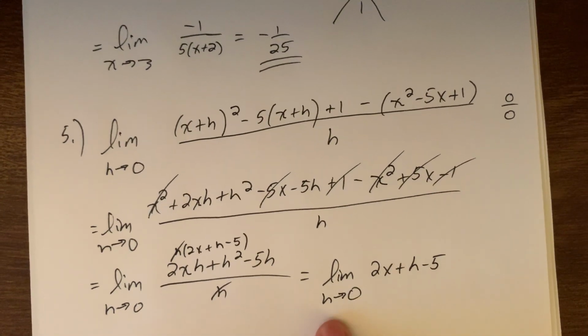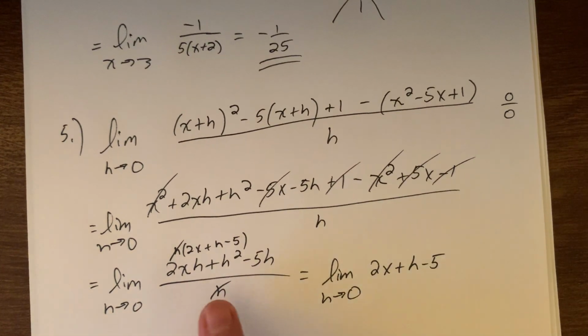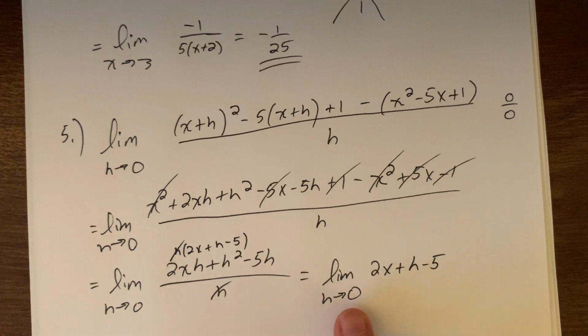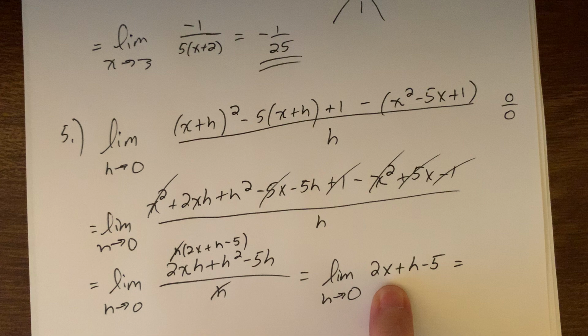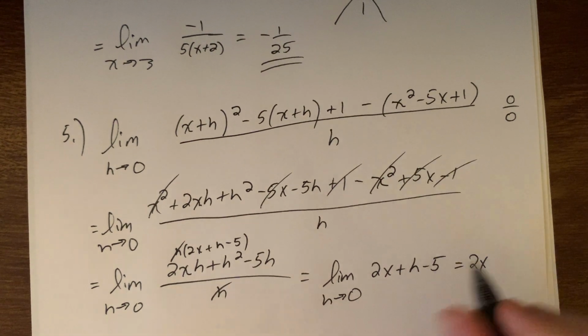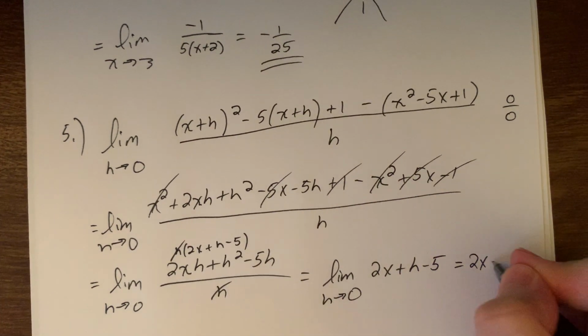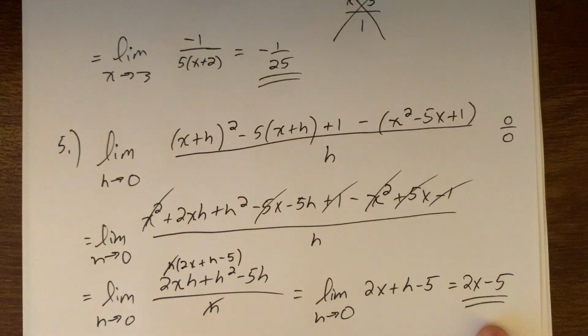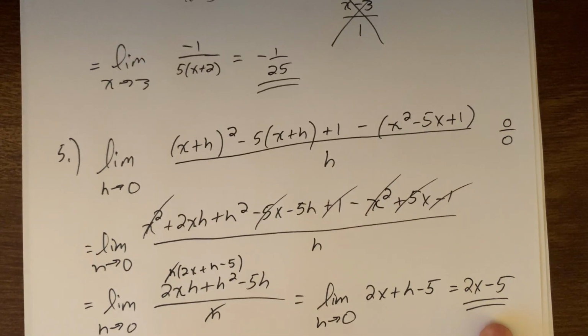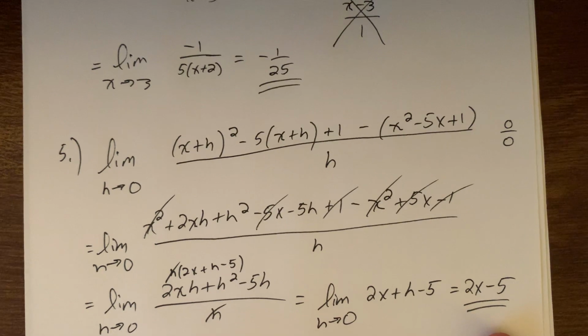So that is the tiny little advantage with the h problems. You know you're going to have to cancel that bottom h. And now to finish, we still plug in h is 0. That's our end game. We can't plug in anything for x, so our final answer, 2x plus 0 minus 5, is 2x minus 5. That's the last little difference here.